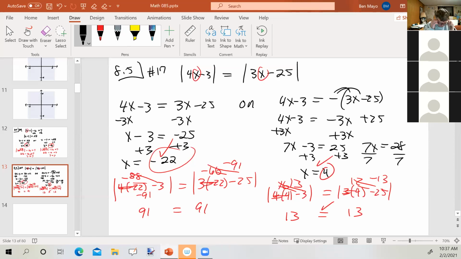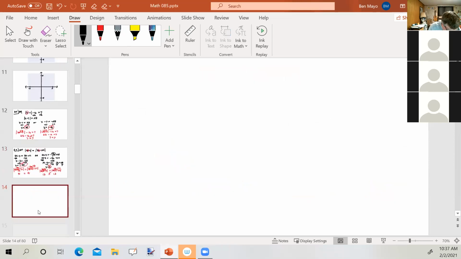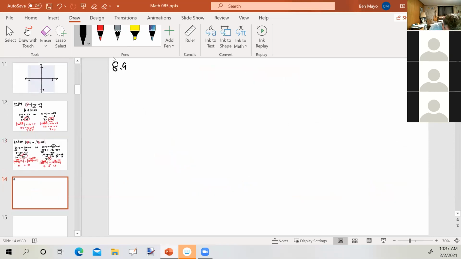So now we're going on to section 8.9. The topic is variation. We're going to look at 3 types of variation today. The first type is called direct variation.